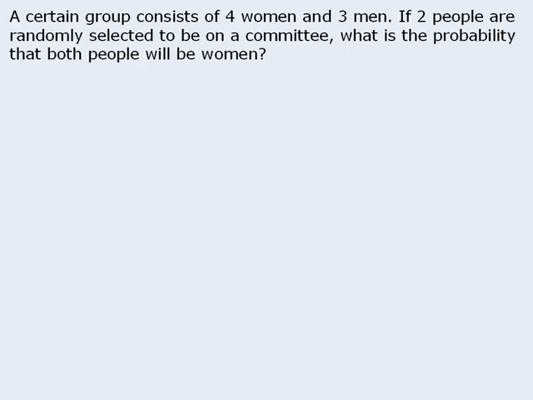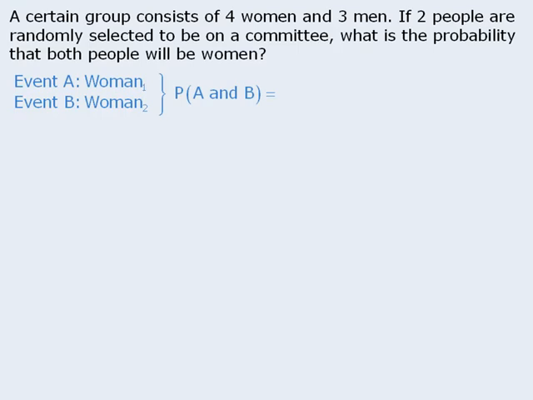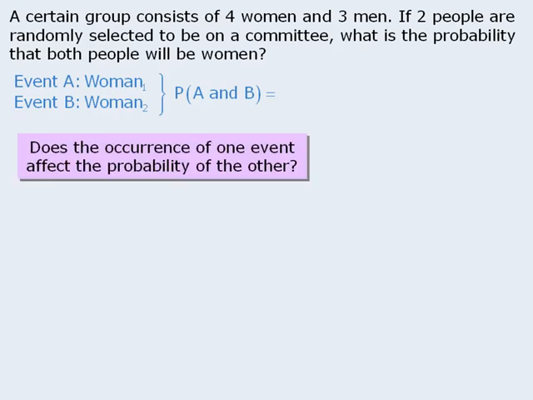Now let's examine a different question. Here we are selecting two people from a group, and we want to find the probability that both selected people will be women. If we define event A as selecting a woman on the first selection, and we define event B as selecting a woman on the second selection, then we want to find the probability that events A and B both occur. To determine whether these two events are dependent or independent, we'll ask the question, does the occurrence of one event affect the probability of the other event?